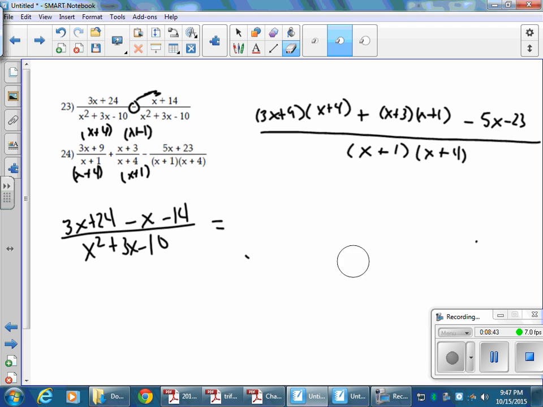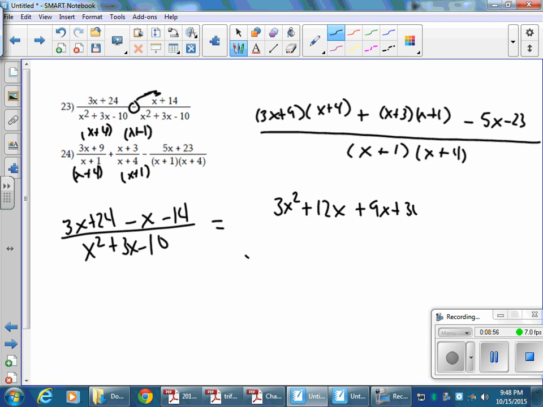Alright, so now I've got to distribute, or sometimes you'll call it FOIL. So this becomes 3x squared plus 12x plus 9x plus 36. Now I got to FOIL these. X squared plus 1x plus 3x plus 3 minus 5x and minus 23. And I'm running out of space here. And then the bottom.